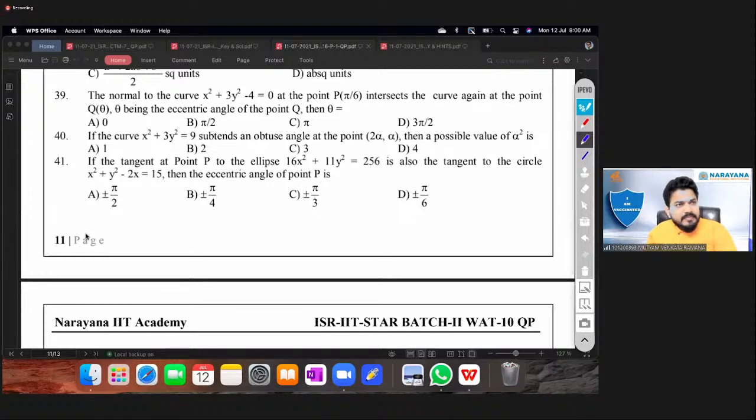Sir, this week's syllabus is also the same: ellipse, hyperbola except asymptotes. Except the asymptotes, everything will be there. Okay. Okay, sir.